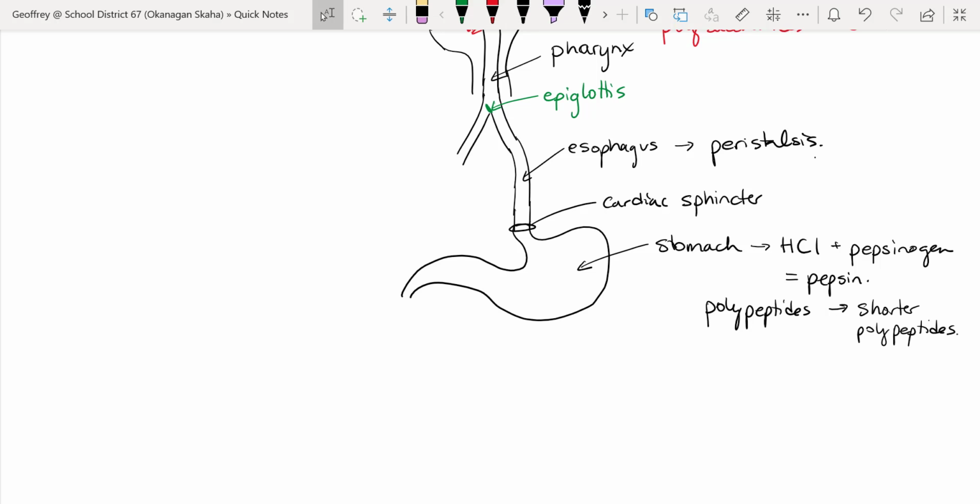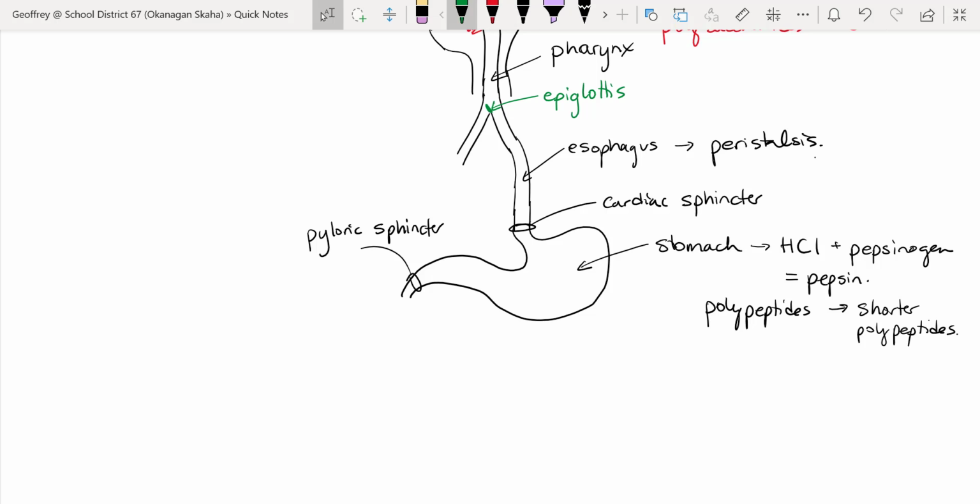All right, so now as we go from the stomach into our duodenum, which is the beginning of our small intestine, we also have the pyloric sphincter. And this just aids in gastric emptying.